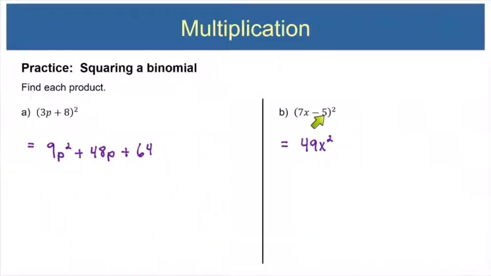this times 2. But notice this second term is negative. So 7x times negative 5 is going to be negative 35x. Times 2, negative 35x times 2 gives us negative 70x. And then last times last is negative 5 times negative 5, and that's plus 25. So there is our final answer. And you just have to remember how we got that middle term, which is first term times second term times 2. And there it is.